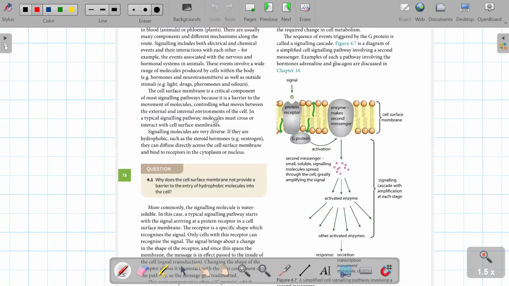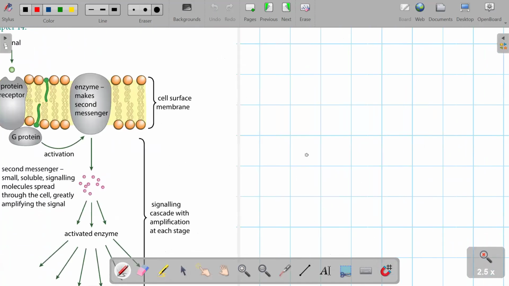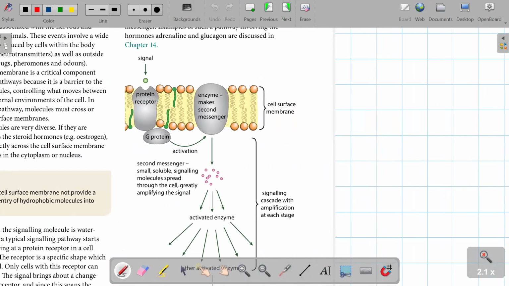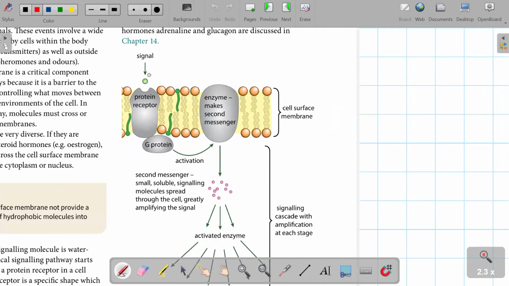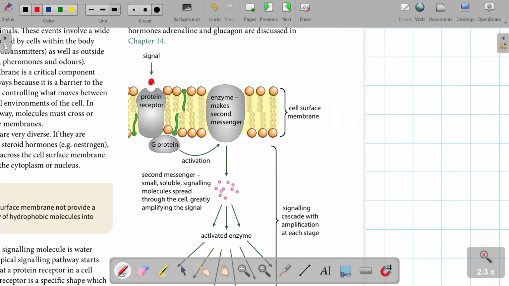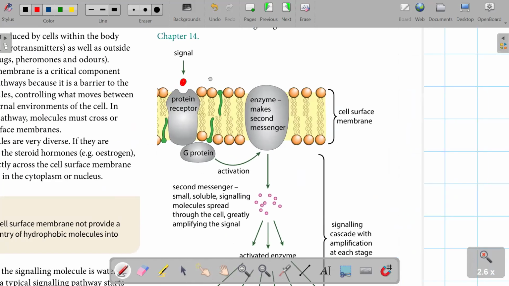Yes, you can see this. What is happening over here? If you see this, there is a signal. Now the signal is in this form over here. Then the signal sticks to the protein receptor.